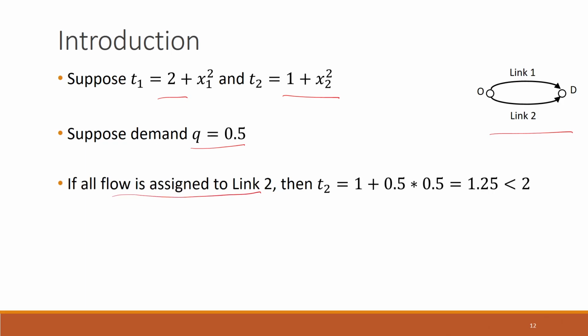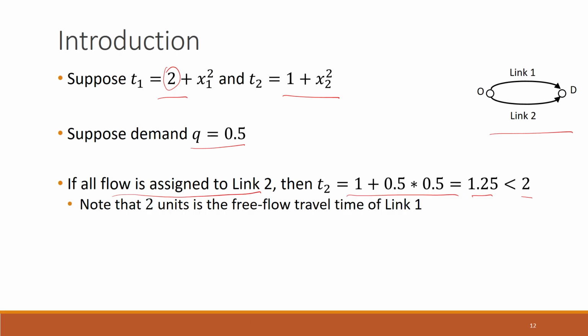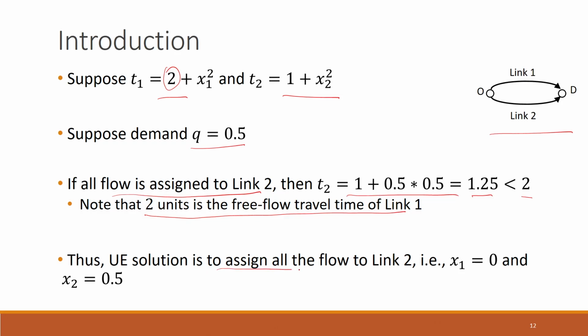Now if all the flow is assigned to link 2, then the travel time experienced on link 2 will be equal to 1.25. That is less than 2, which is the free flow travel time on link 1, because if you put x1 equal to 0 here, you will get t1 equal to 2. So the user equilibrium solution is to assign all the flow to link 2, that is set x1 equal to 0 and x2 equal to 0.5. When we do that, the travel time experienced on link 2 is 1.25, which is less than the free flow travel time on link 1, so there is no point for people to choose link 1.